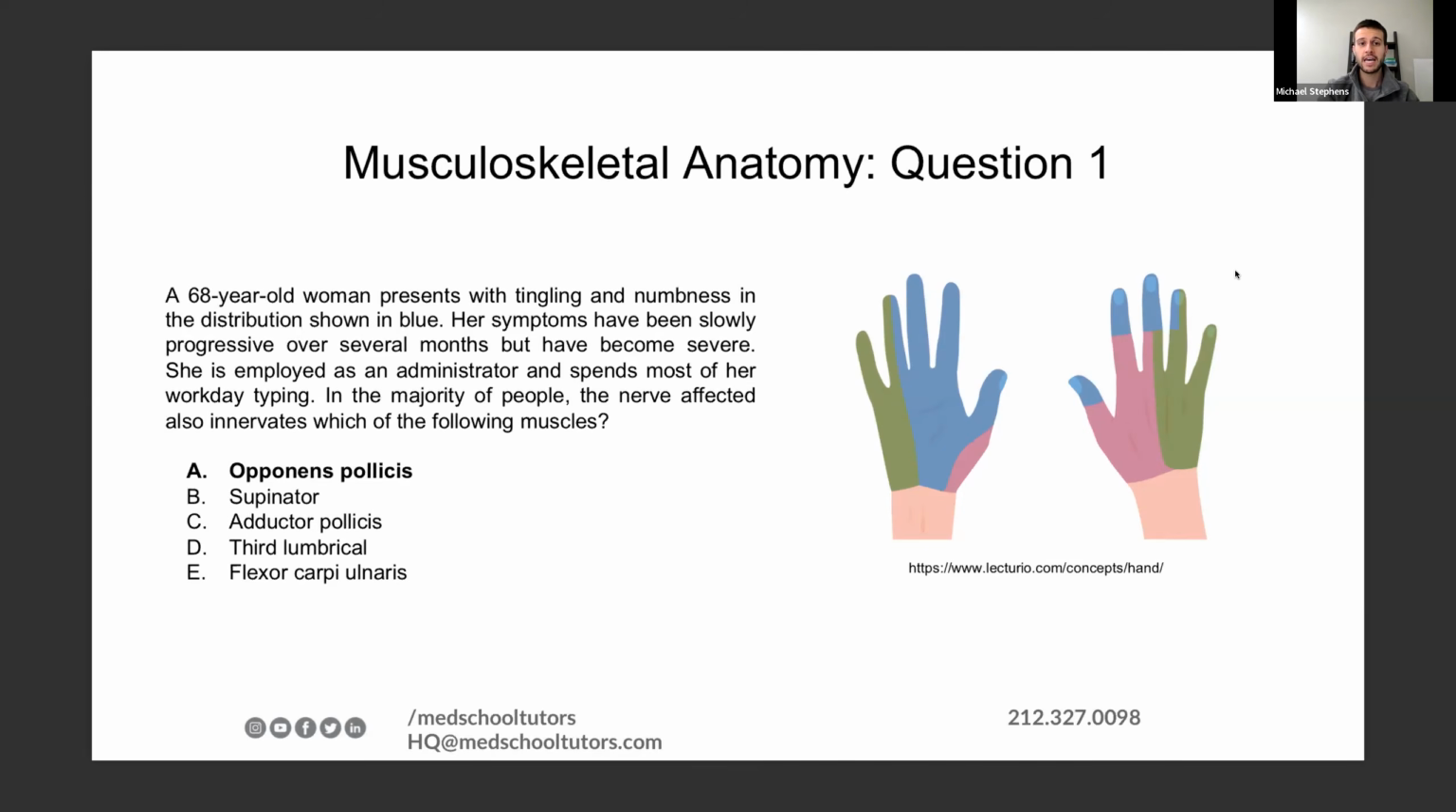So the answer here, the mnemonic that I use, is opponens pollicis. That's going to be the main one that you're thinking of. C, D, and E. There's a small minority of patients where the opponens pollicis might be innervated by the ulnar nerve, but for the vast majority, over 80%, it's going to be the median nerve. That's the one I want you guys to think about. I couldn't say every patient, but the vast majority of patients, it's going to be the median nerve.